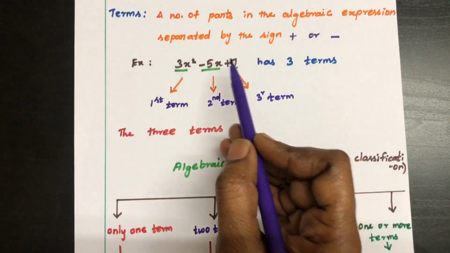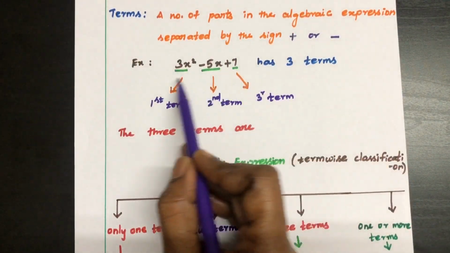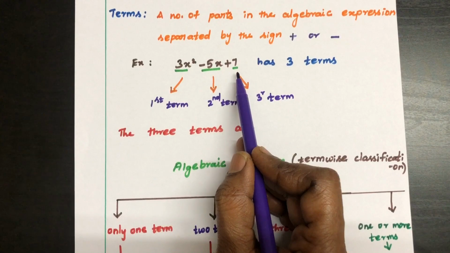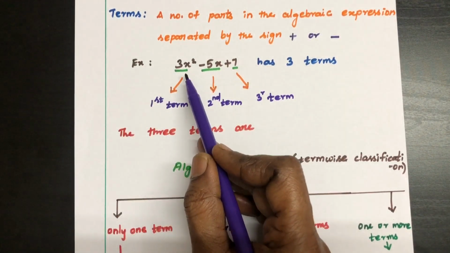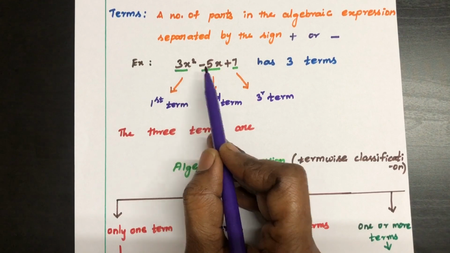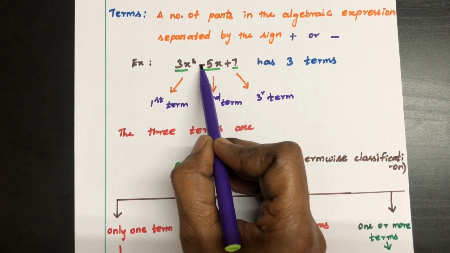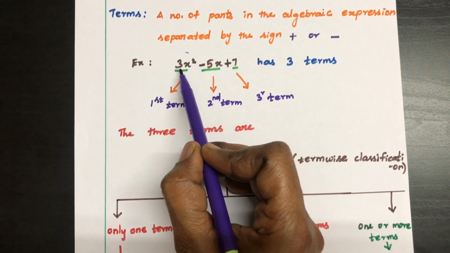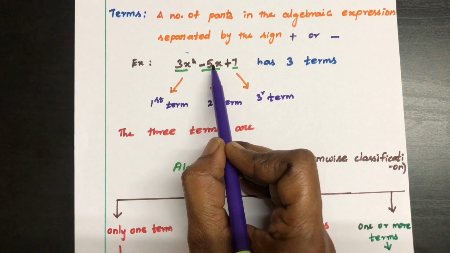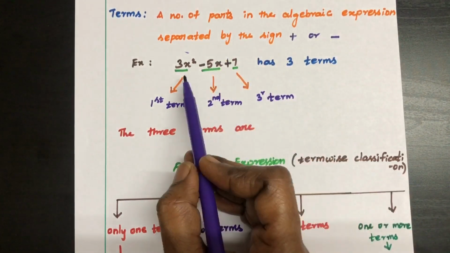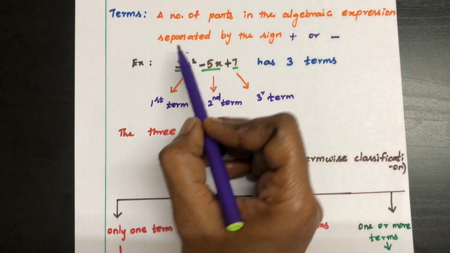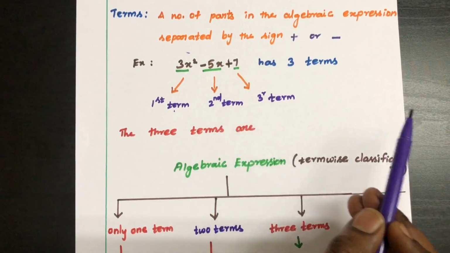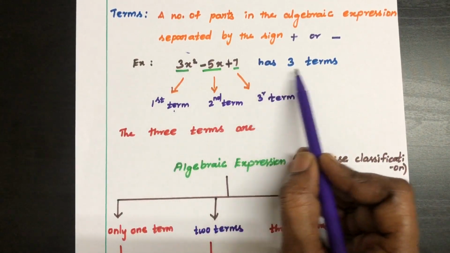This term, what are terms? A number of parts in the algebraic expression separated by the sign plus or minus. That's all. See, we have used the same algebraic expression what we have seen last year. 3x square minus 5x plus 7. See, minus and plus. That means each of these constant and variables are separated by the symbol plus or minus. So each of these things are called as terms. See, this is the first term and this minus 5x is the second term, 7 is the third term. This expression has 3 terms.